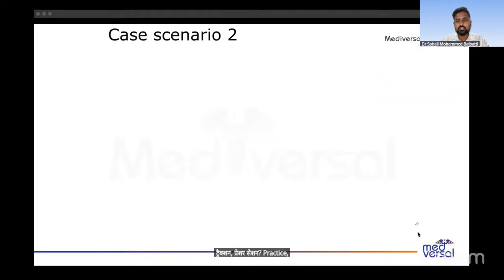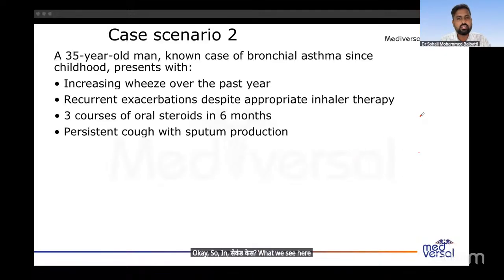So coming to the second case, I hope you all are ready. In the second case, what we see here is a 35-year-old man, again a case of bronchial asthma. He has had bronchial asthma since childhood. He has come to us with increasing wheeze over the past 1 year, and he also had recurrent exacerbations despite appropriate inhaler therapy. You can see here he was very adherent and compliant to the inhaler therapy, but despite that, there are recurrent exacerbations.